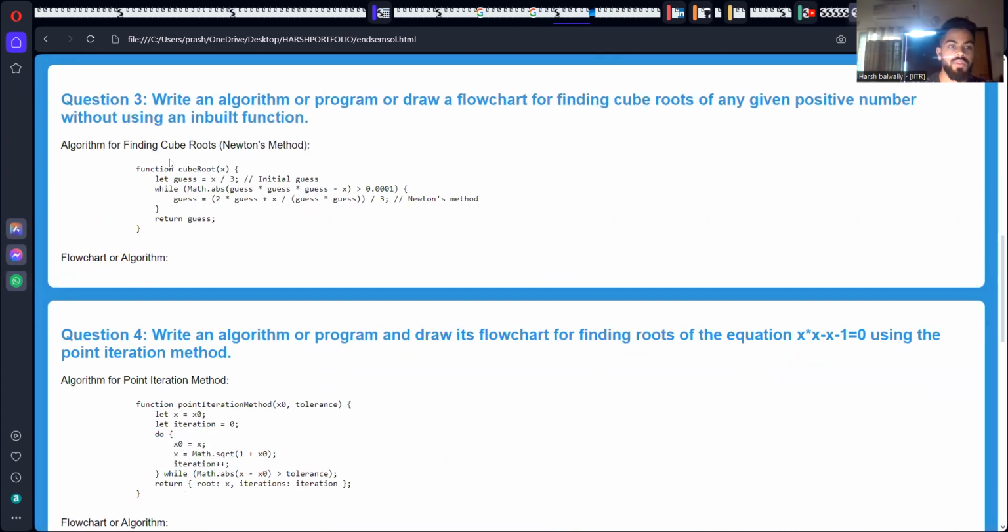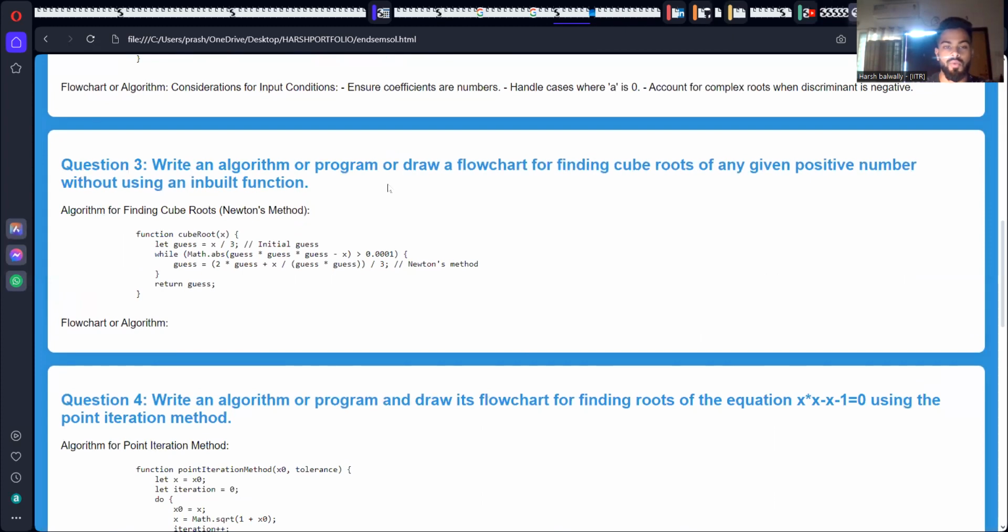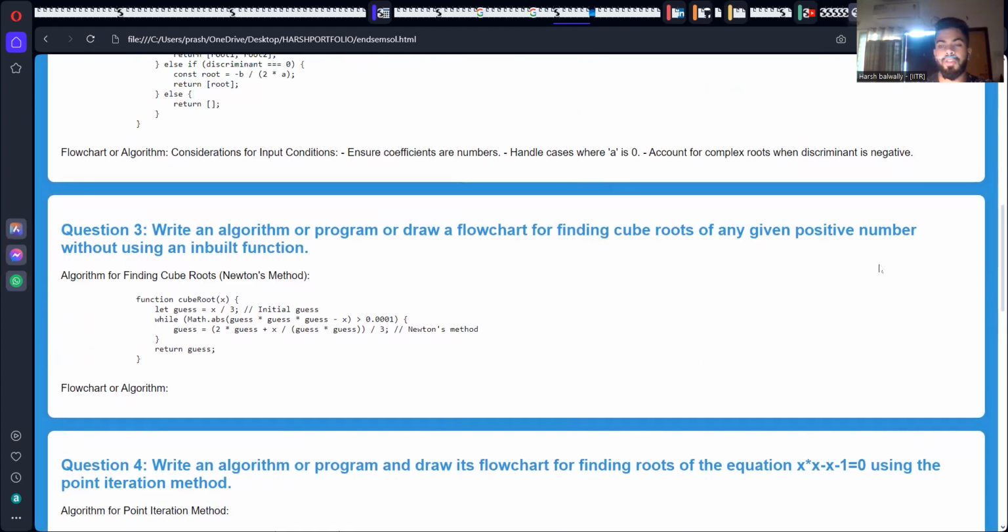Question number 3 is: write an algorithm or program, or draw a flowchart, for finding the cube root of any given positive number using the inbuilt function.